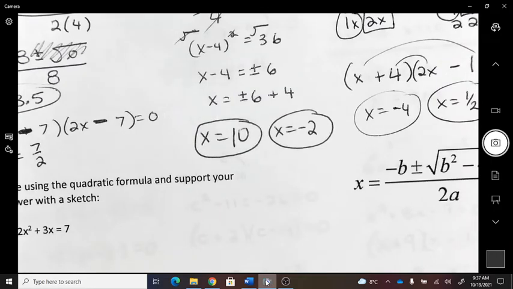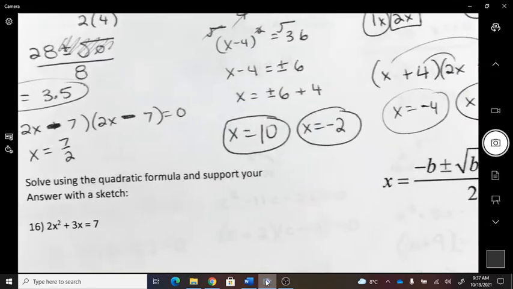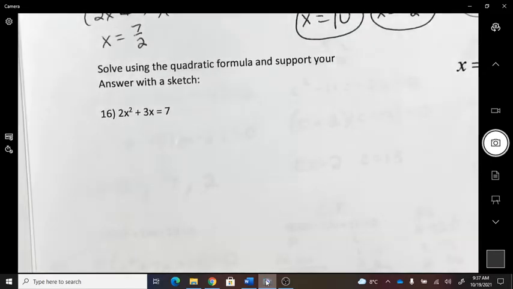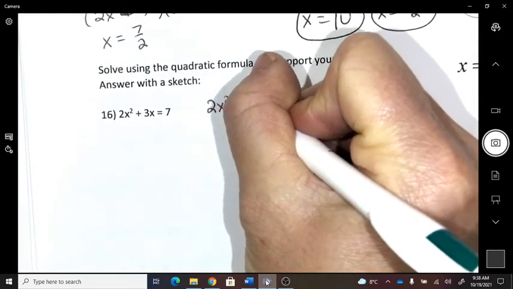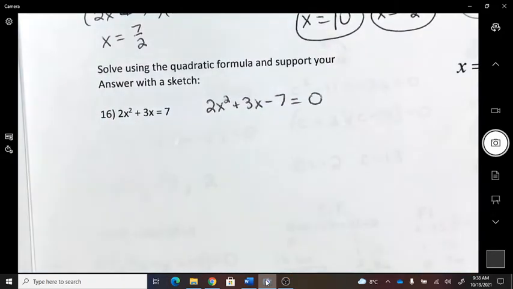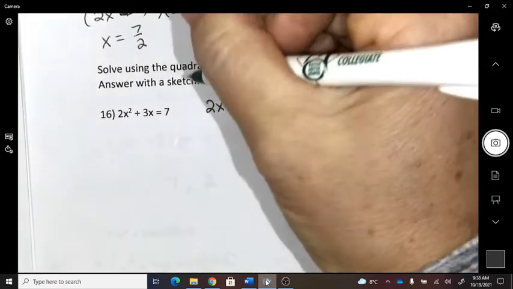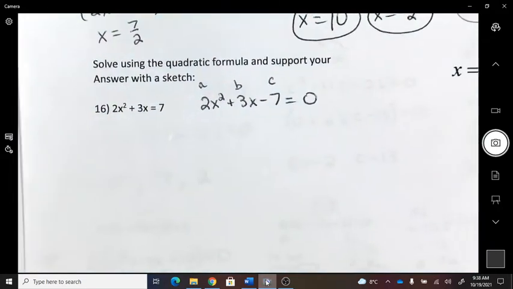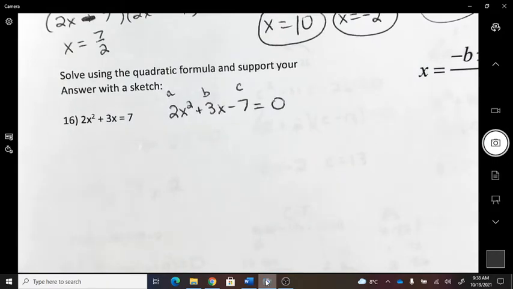Okay, ready? Next one, solve by using the quadratic formula. Okay, I can't use the formula actually right now. What do you guys want to do? The 7 is going to move because I need 0. You have to recognize that if you don't have a 0, you can't do any of your stuff. Okay, so now I have the A, the B, and the C values, right? Once I moved it. Okay, so let's try the formula.